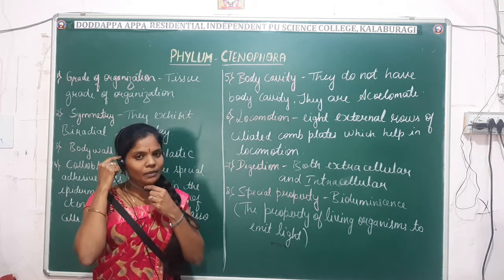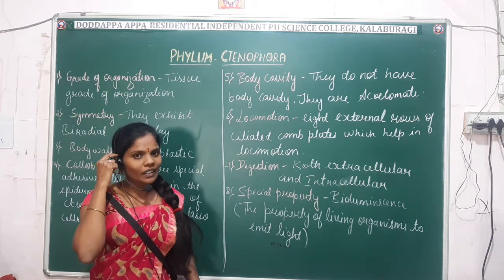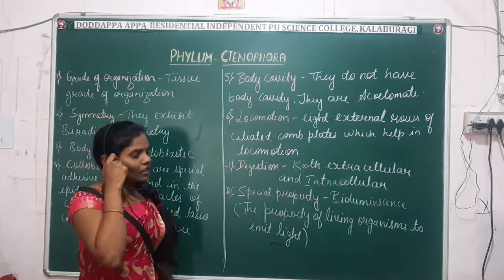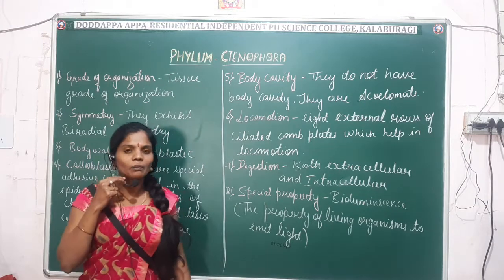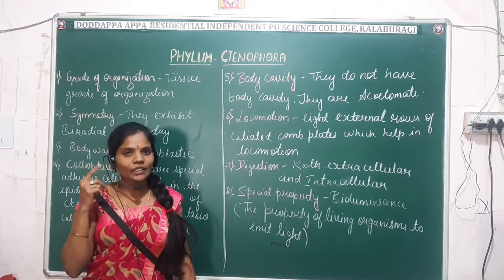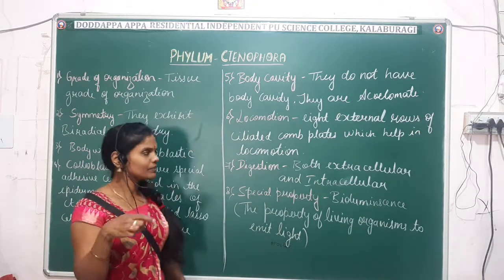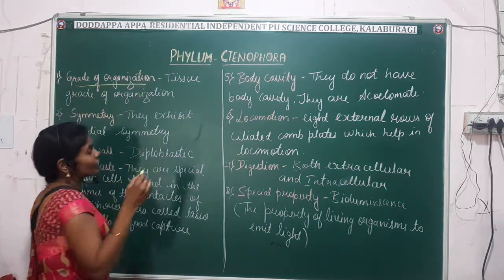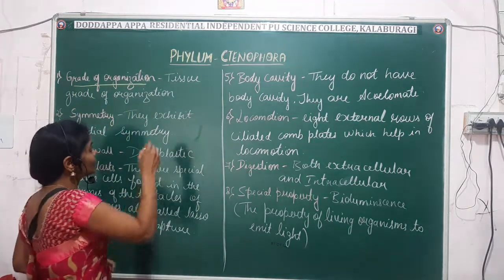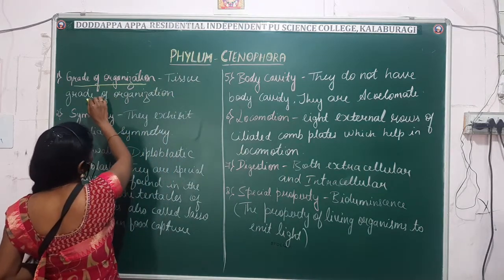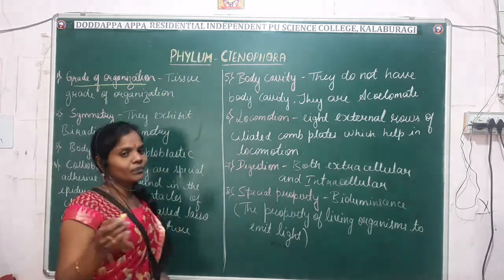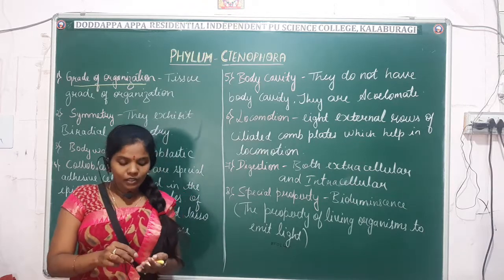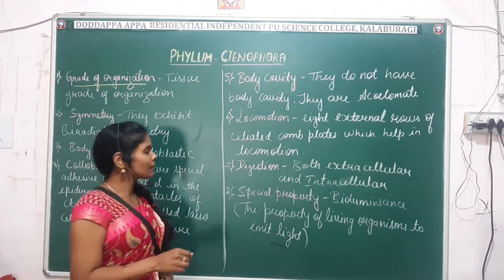It includes 100 species. Generally, they are marine, pelagic, free-swimming, solitary organisms. What type of organization do the Ctenophora exhibit? They exhibit the tissue grade of organization.